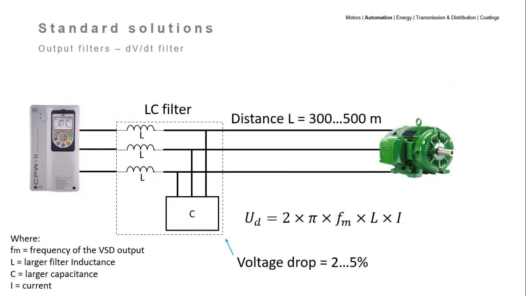By applying the DVDT filter, the resulting current at the motor's terminal is a clean sinusoidal. The maximum length of cables can reach 500 meters, which is 5 times the standard distance when you're not using a filter. The voltage drop can be calculated using the formula below. The voltage drop equals 2 times pi times frequency of the VSD output times filter inductance times current. On average, the voltage drop ranges between 2 to 5%.